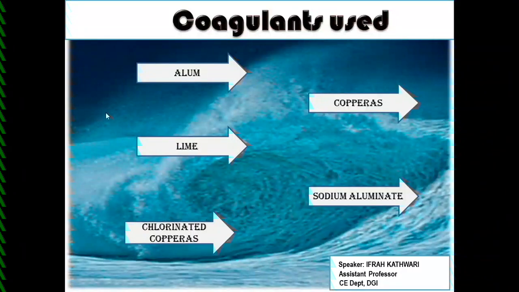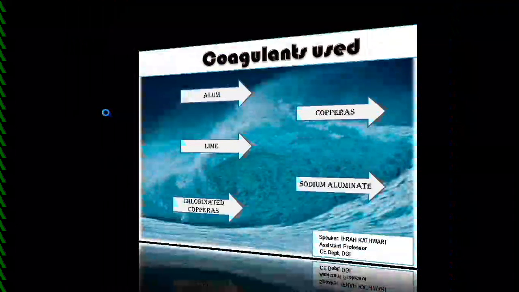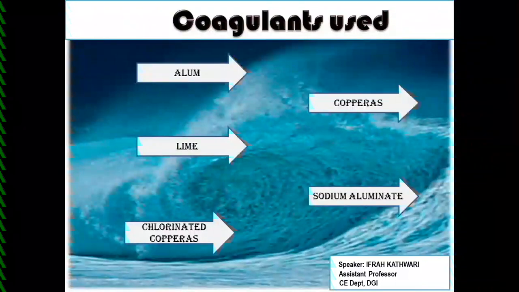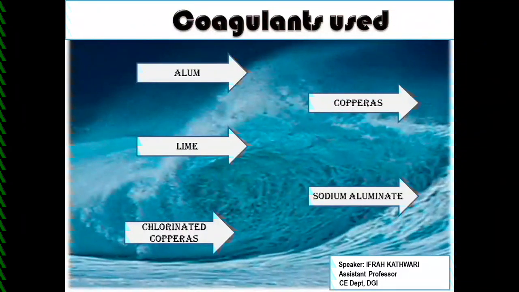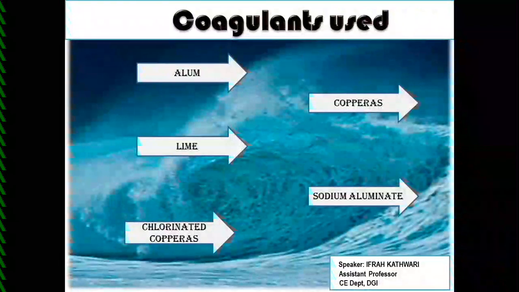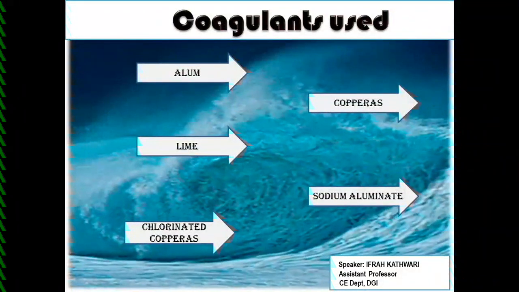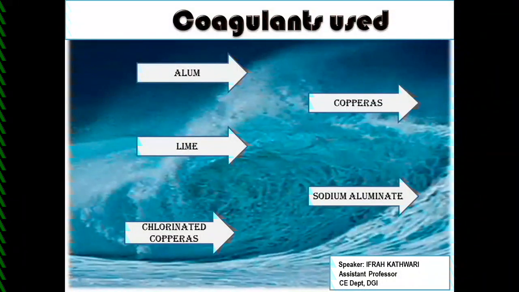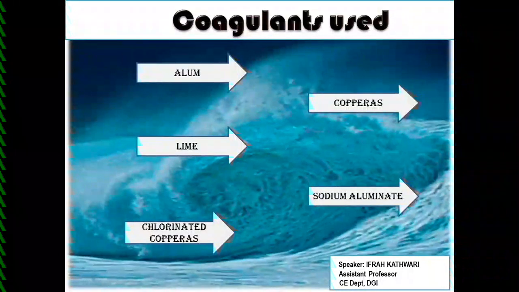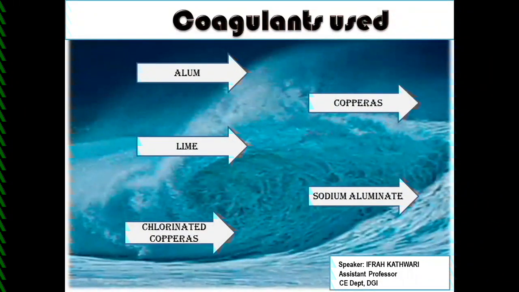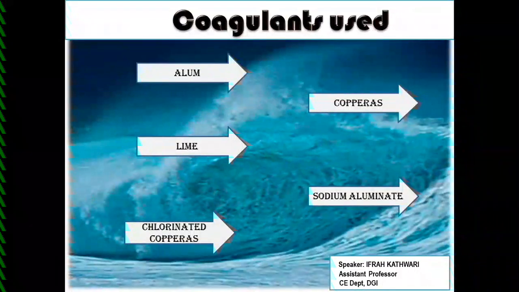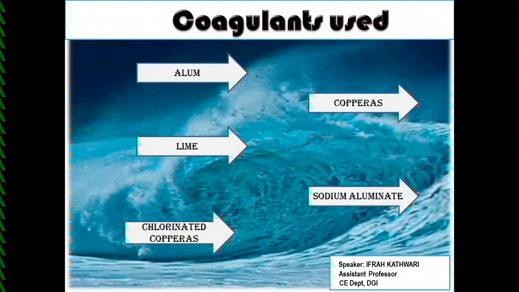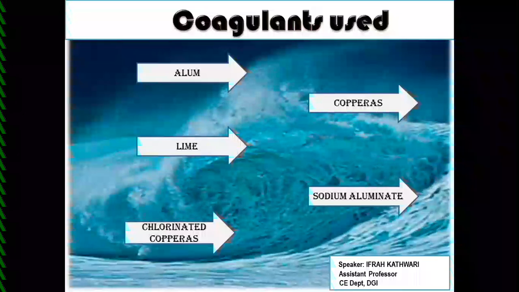Moving on. If you talk of this, alum is one of the coagulants that is used, and alum is widely used as a coagulant. I'll tell you why, because it is cheaper in price and easily available, be it in liquid form or solid form. It is very fast. It works in a wider range of pH. It accelerates the process of coagulation, so it is most widely used.